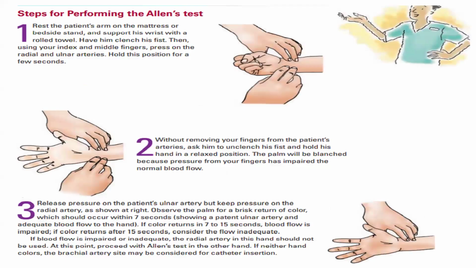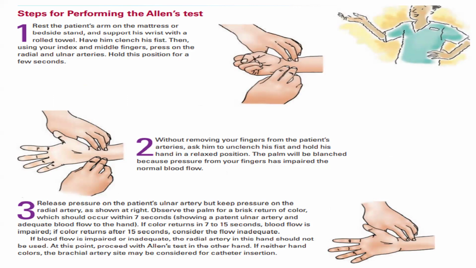So these are the steps of performing Allen's test. First, we have to raise the patient's arm on the mattress or bedside stand and support his wrist with a rolled towel. Then we ask the patient to clench his fist and, using the index or middle finger, press on the radial and the ulnar artery and hold this position for a few seconds.